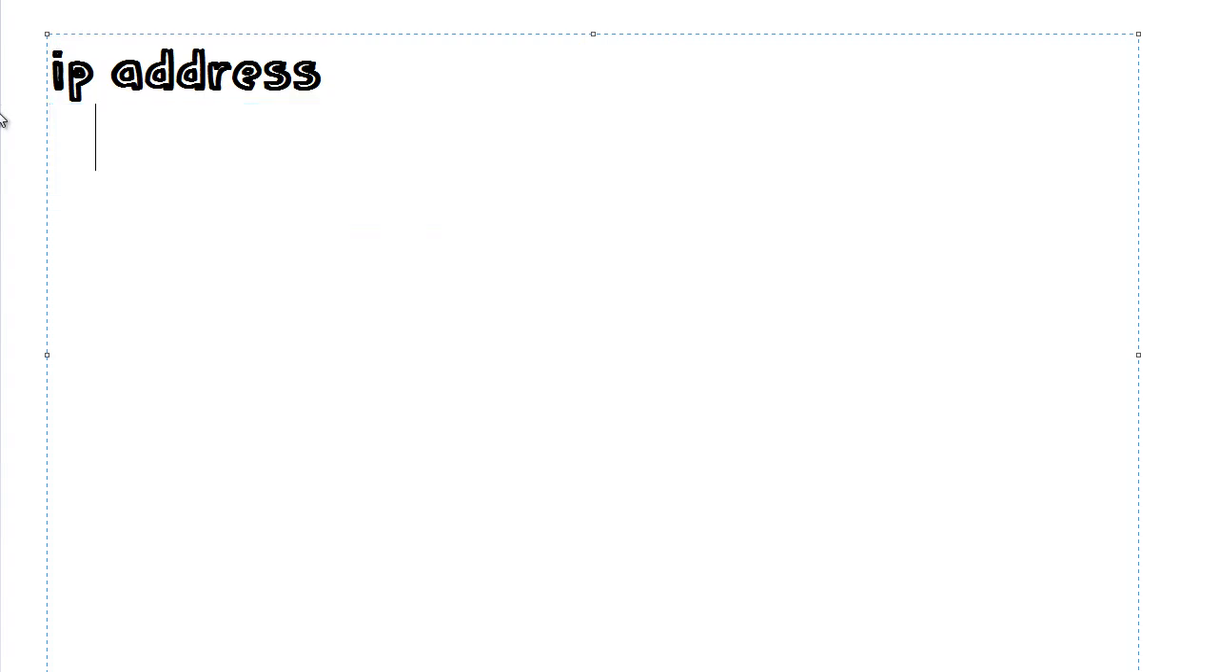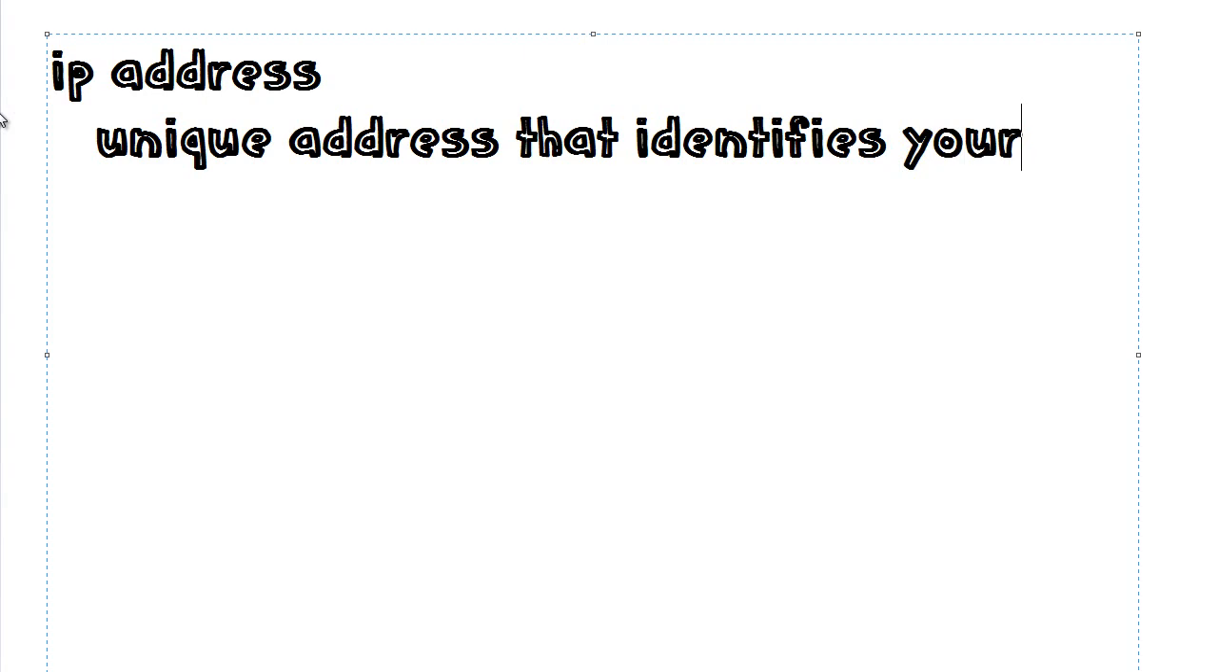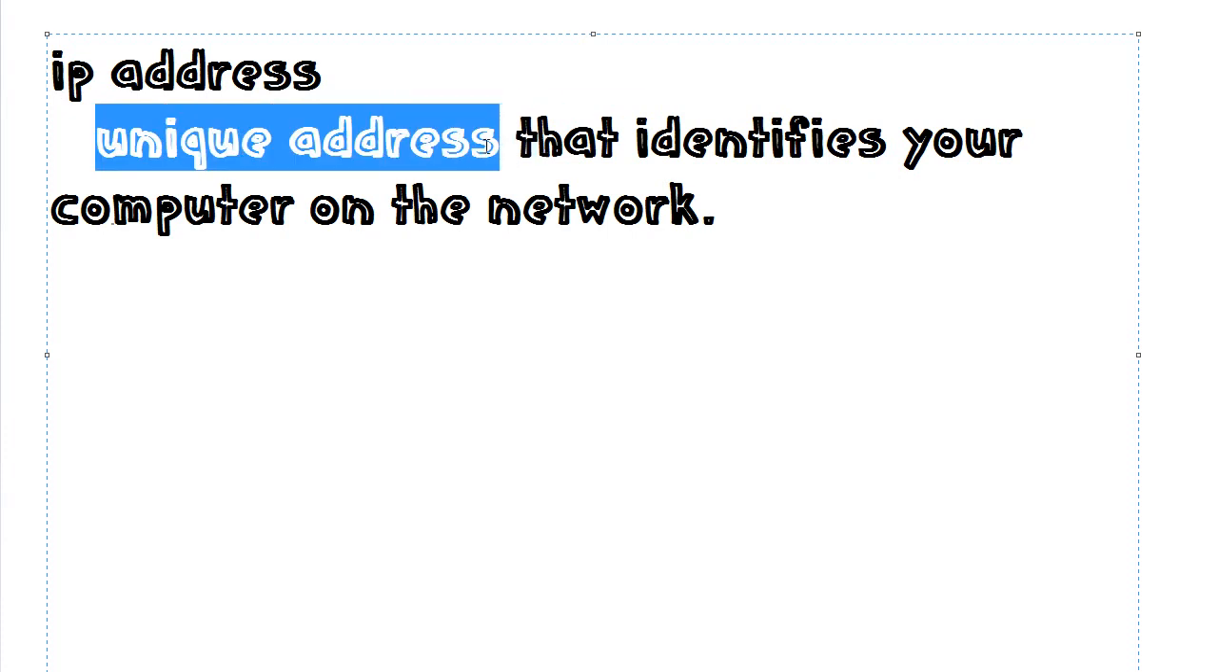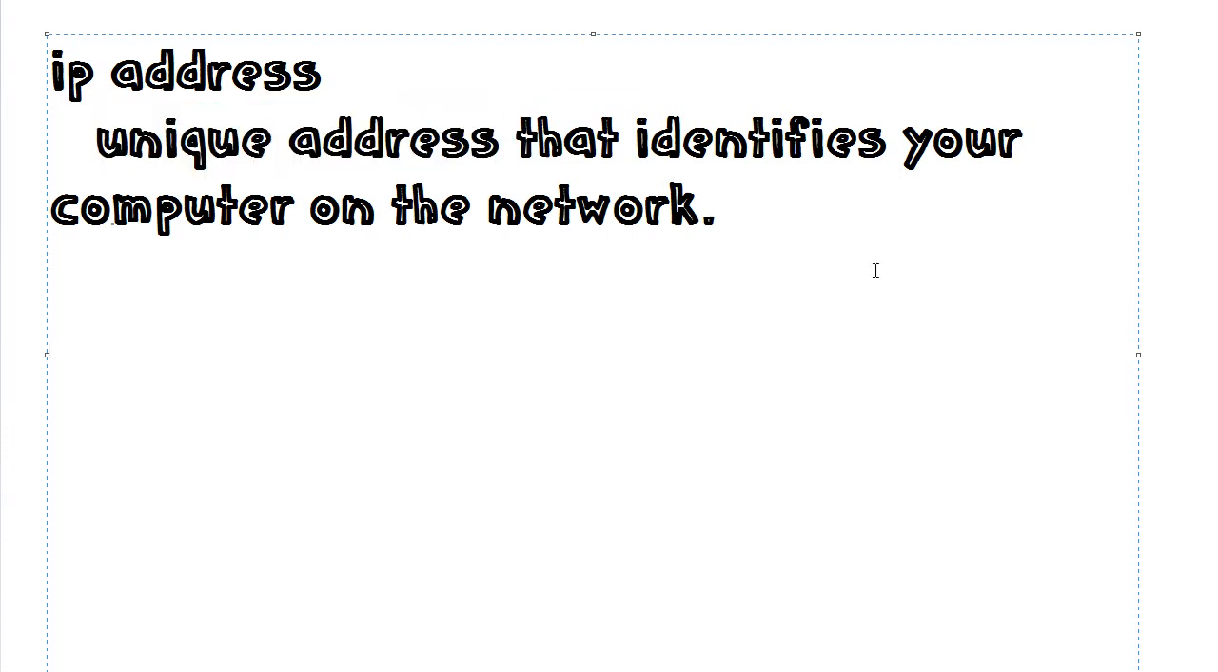IP address. You probably think that an IP address is a unique address that identifies your computer on the network, right? That definition is wrong. First of all, unique address. Chances are your IP address that you're using right now on your computer probably looks something like this. And that is not unique. But it is private, which means that that address only exists within your network, and it gets translated to something public when it leaves your network.